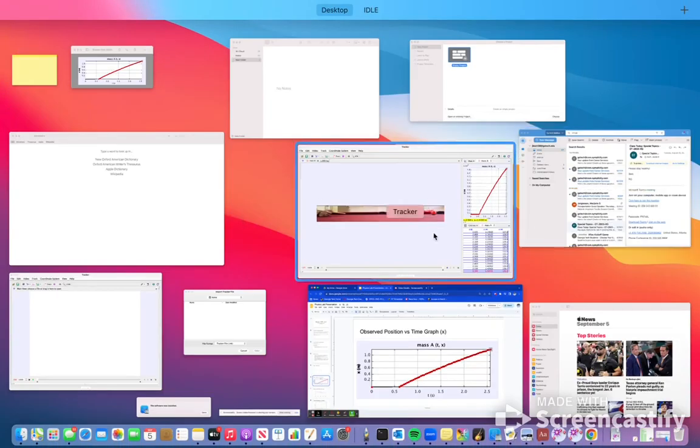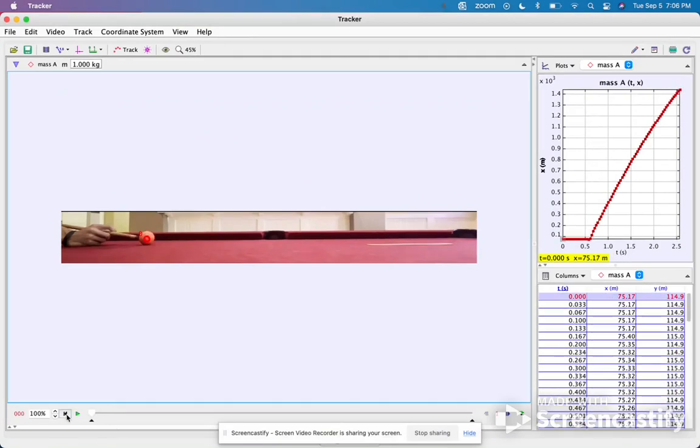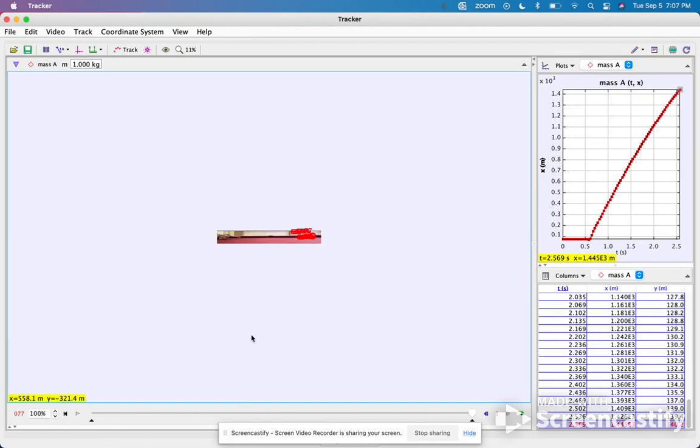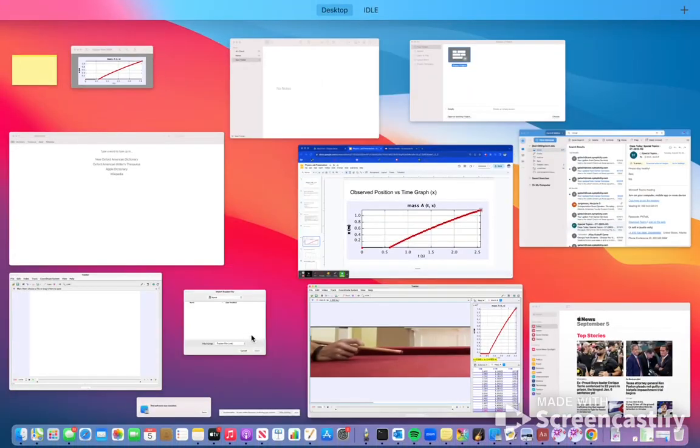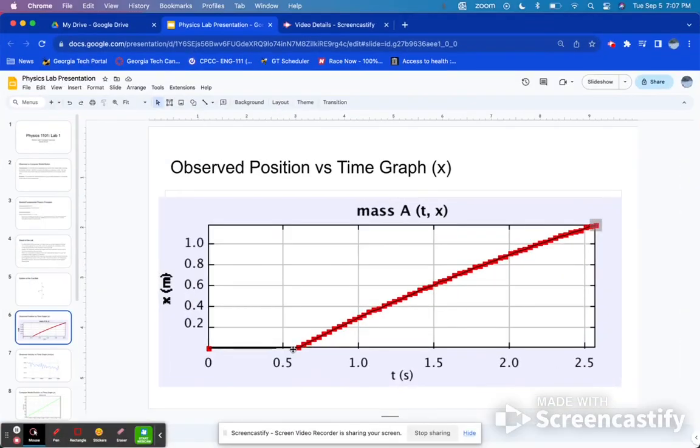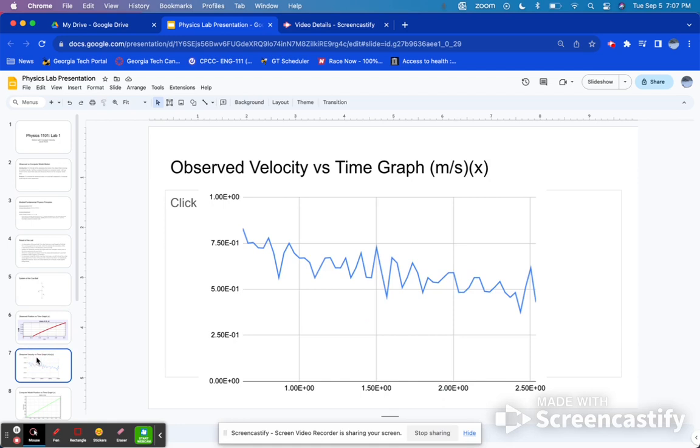Okay, so here I will show you the motion of the pool ball. You can see that it moves with relatively constant velocity. This graph shows the position versus time graph of the motion of the pool ball. You can see that the tangent line stays roughly the same throughout, except towards the end it starts decreasing its slope, meaning that the velocity is slightly decreasing.